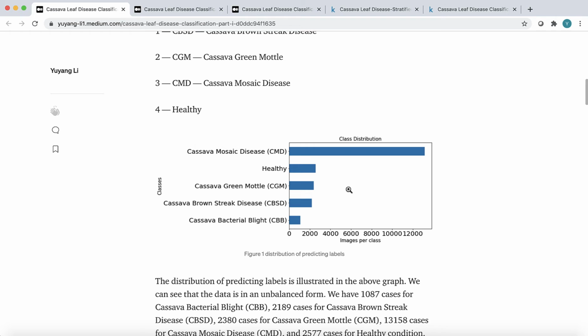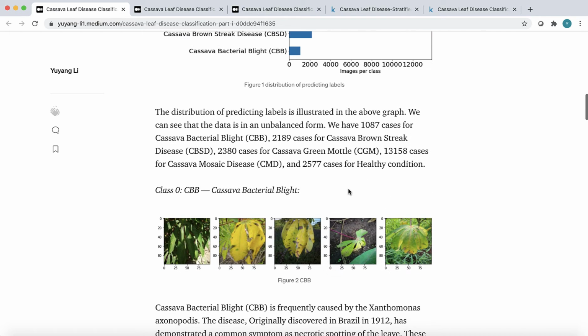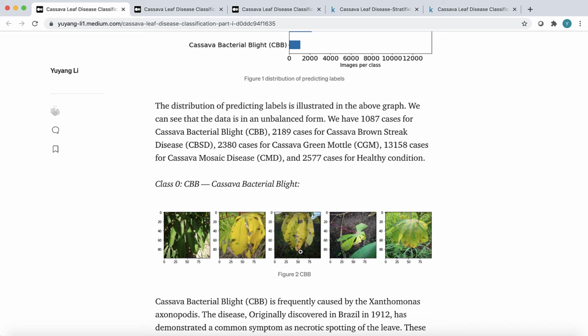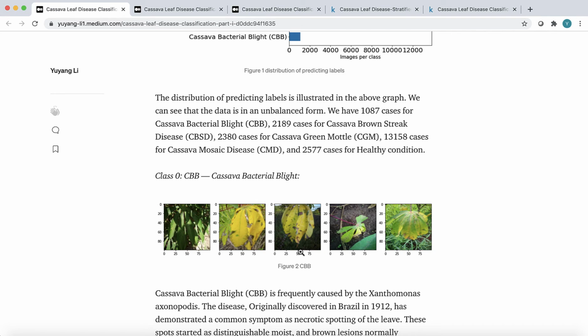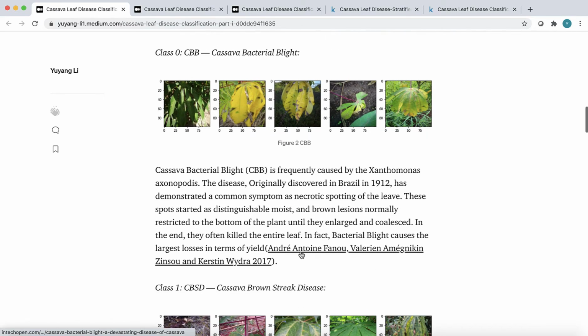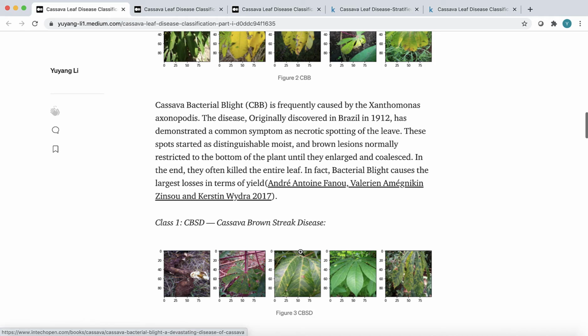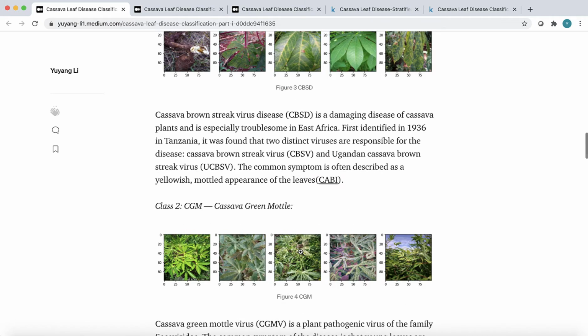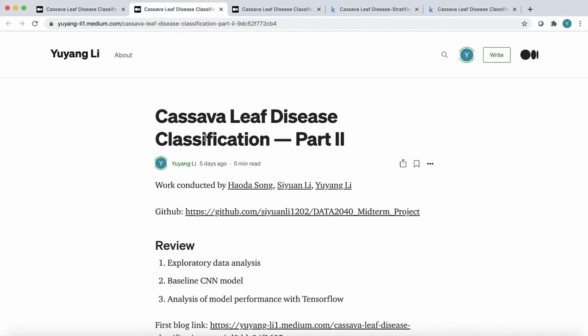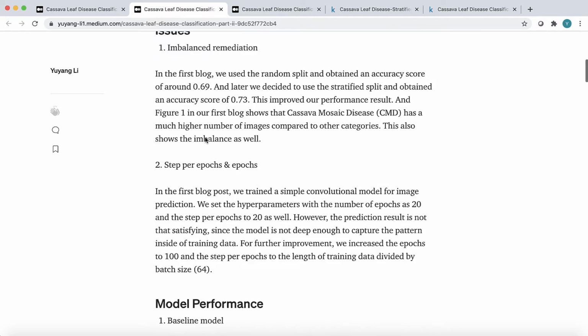We could see the characteristics of each class clearly, like yellow and withered shapes of leaves in class row. More details about the characteristics and background of the illness could be checked out on this blog. And here is our second blog.